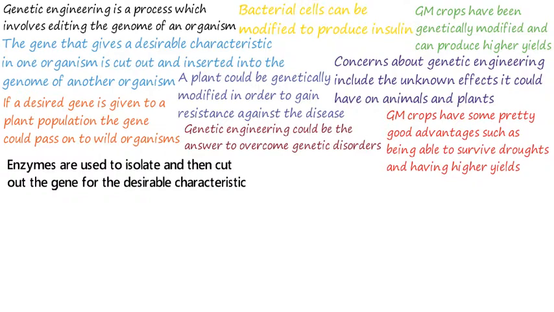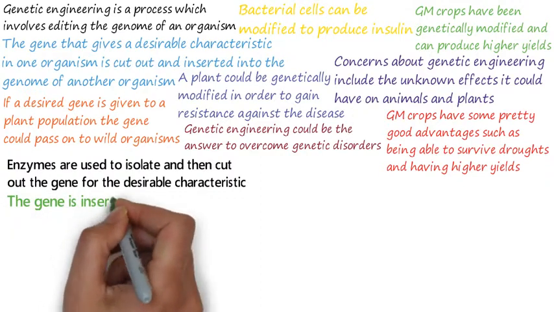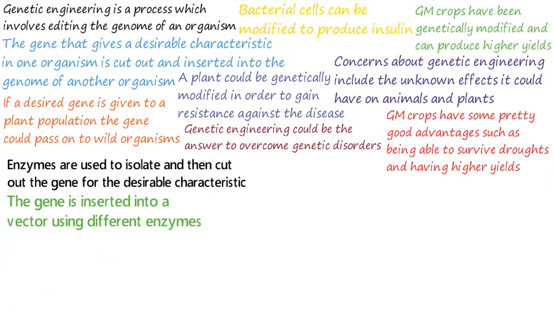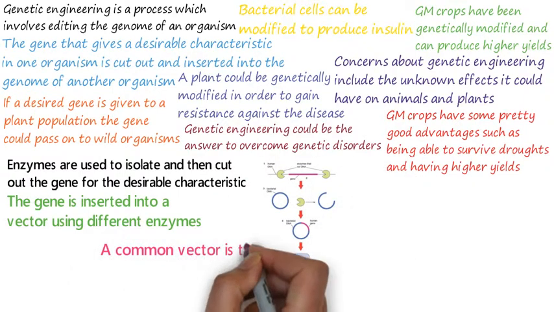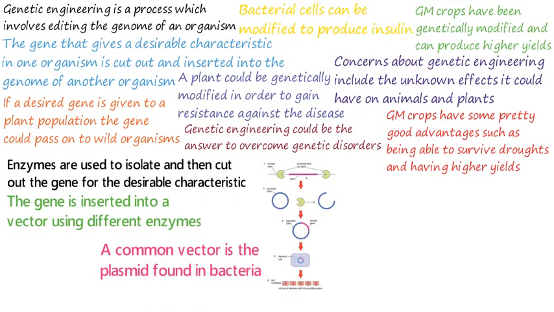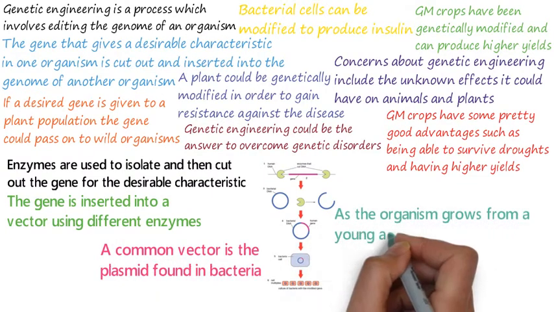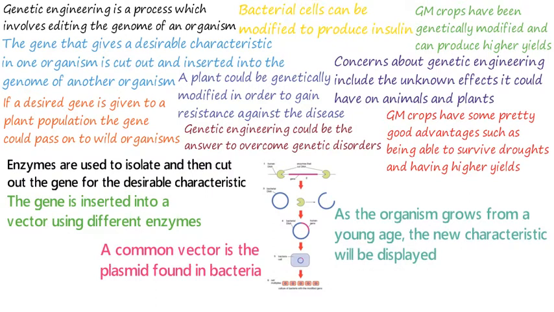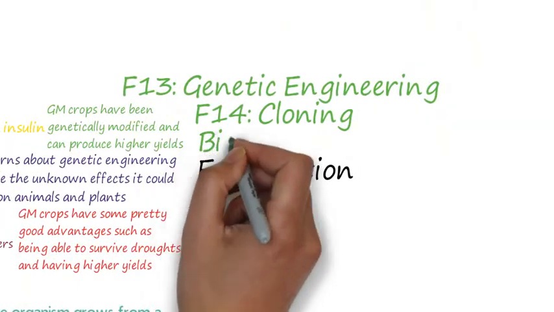The steps involved in genetic engineering are as follows. Enzymes are used to isolate and then cut out the gene which gives the desirable characteristic from the organism's DNA. The gene is inserted into a vector using different enzymes. A vector is used to insert the gene into the cells of an organism. A common vector is the plasmid found in bacteria, but viruses can also be used as vectors. The cells containing the new gene will divide, and then as the organism grows from a young age, the characteristic will be displayed.